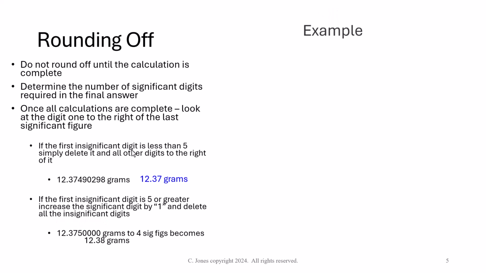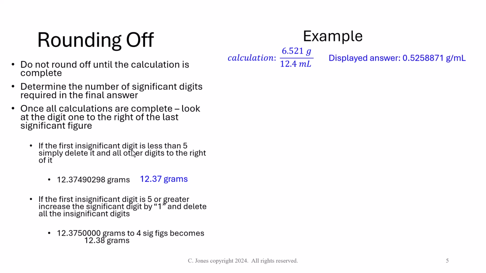All right, let's look at an example from start to finish. Here's our calculation: 6.521 grams divided by 12.4 mils. You might recognize that as a density calculation, because density is equal to grams divided by the number of mils. So we plug this into our calculator, and the calculator display shows 0.52588871 grams per mil. Many more digits than were in either of the measured values in our calculation.